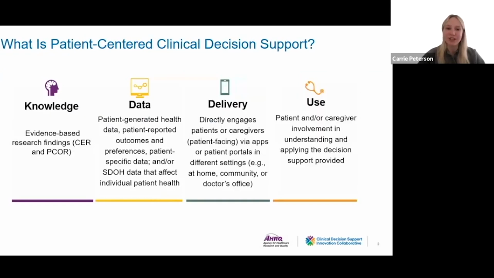To frame this presentation, I want to take a moment to define PCCDS. PCCDS is a form of CDS that significantly incorporates patient centered factors related to knowledge, such as leveraging evidence based findings from patient centered outcomes research, data, such as incorporating patient generated health data or patient reported outcomes, delivery, or directly engaging patients or caregivers via apps or patient portals, and use or facilitating bidirectional information exchange to support patient centered care.